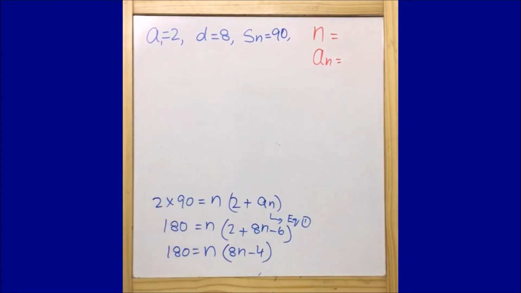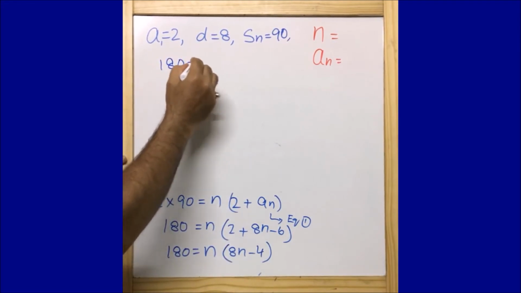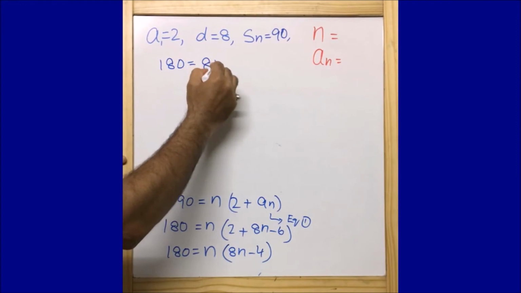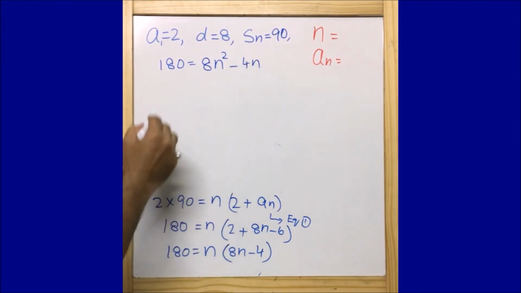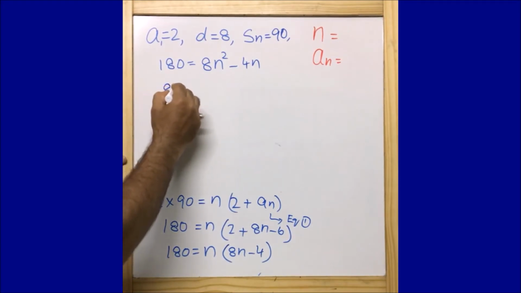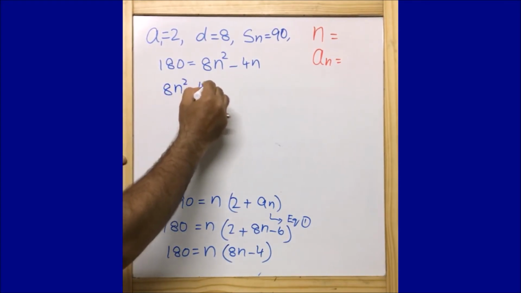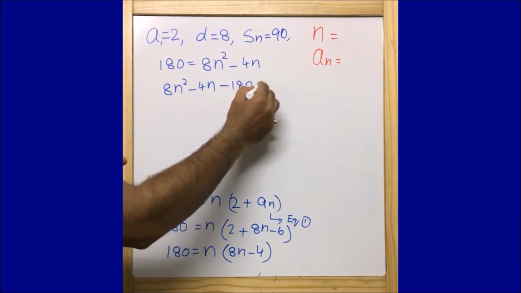After solving this equation, I can write 180 is equal to N into 8N minus 4, or 180 is equal to 8N square minus 4N, or I can write 8N square minus 4N minus 180 is equal to 0.